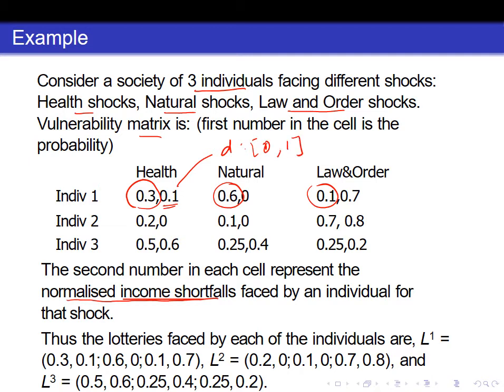We can also see this matrix as representing different states of nature. So in one state of nature, health shock happens. In another state of nature, natural shocks happen. We can increase the different states of nature to include where multiple shocks are happening together. So individuals' probability and depth of poverty over the different shocks can be represented through lotteries.